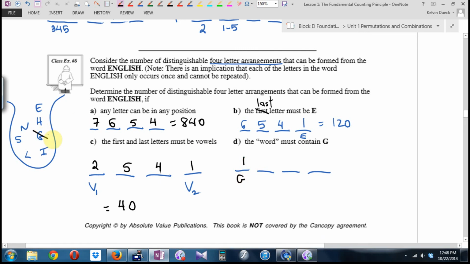Then, 5, 6, Mr. Dueck? Good gosh. 5, then 4, then 3. Now that's if G is at the beginning. Wait. There's 7 letters. Good gosh, Dueck, count properly. 6, then 5, then 4. Is that right? Yes. Sheesh. I knew there was a 6 there somewhere. My brain was telling me something was wrong. Okay.